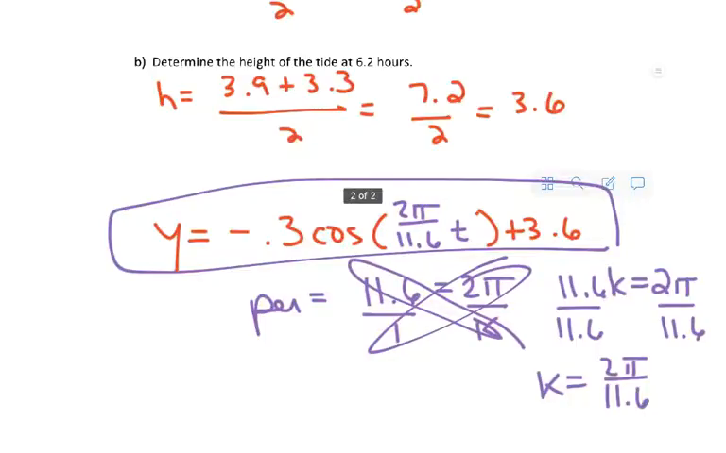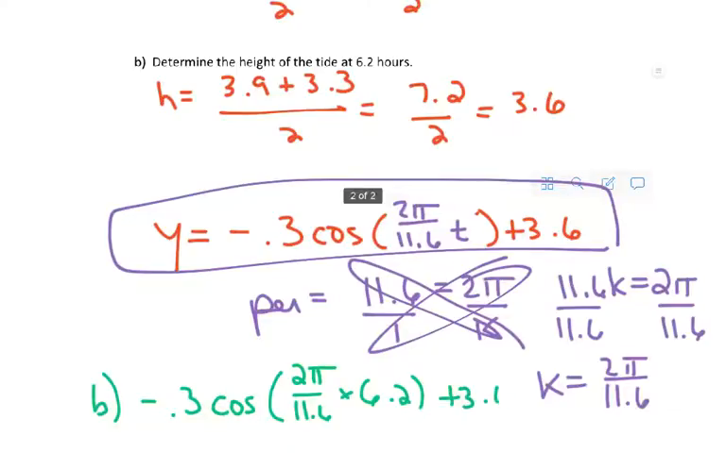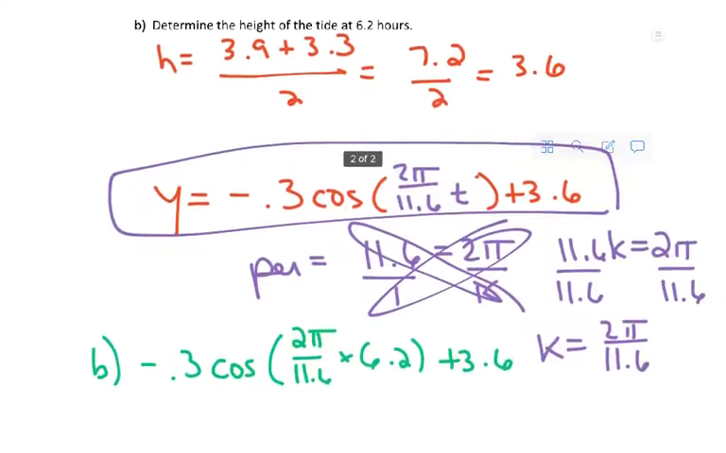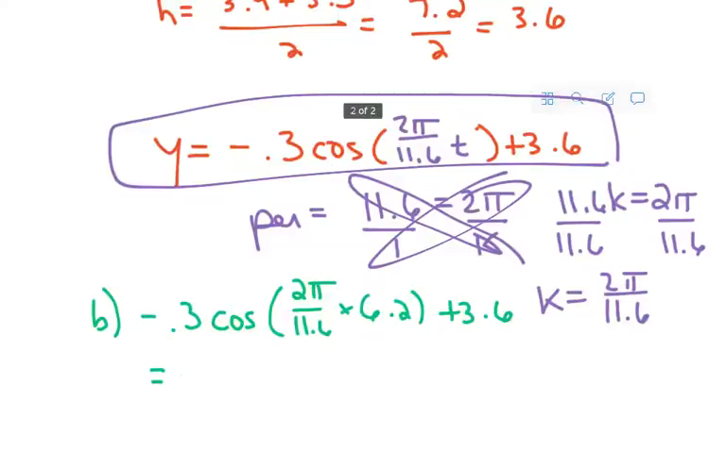Then in part B, it asks me to determine the height of the tide at 6.2 hours. Again, as long as you're in radian mode, you should be fine just plugging in 6.2. So negative 0.3 cosine of 2 pi over 11.6 times 6.2, plus 3.6. And then my calculator spits out approximately 3.89, and it's in meters because my other answers were in meters.